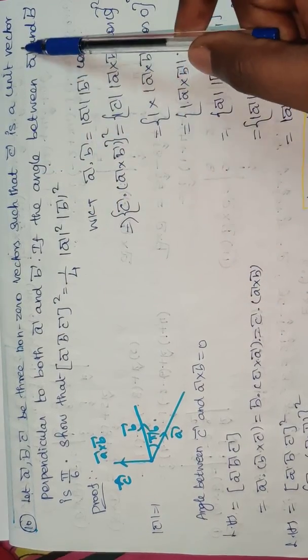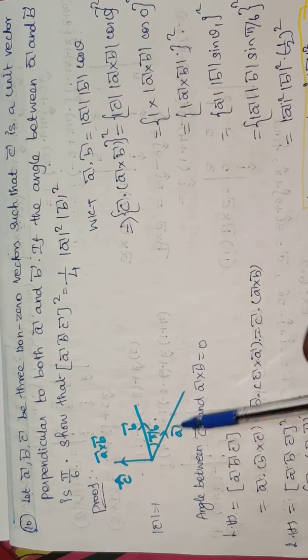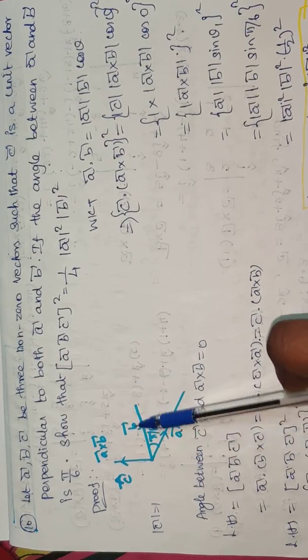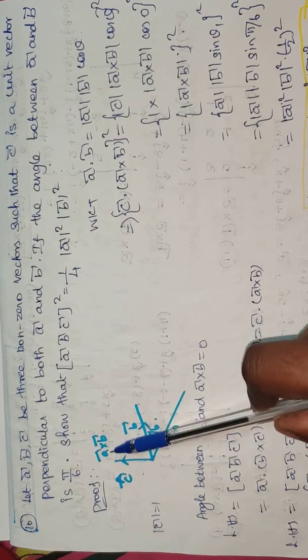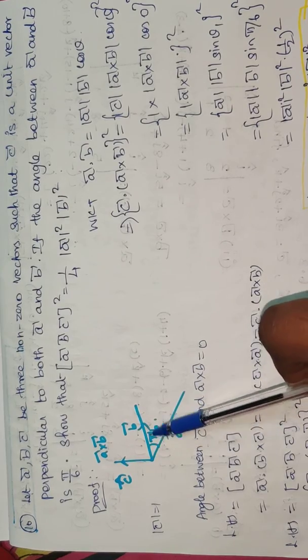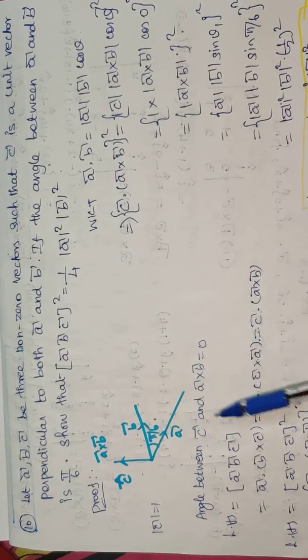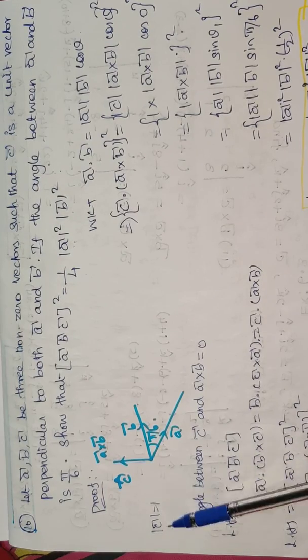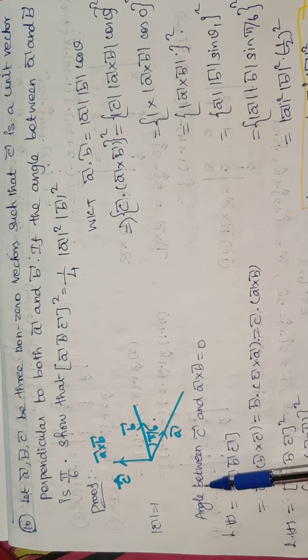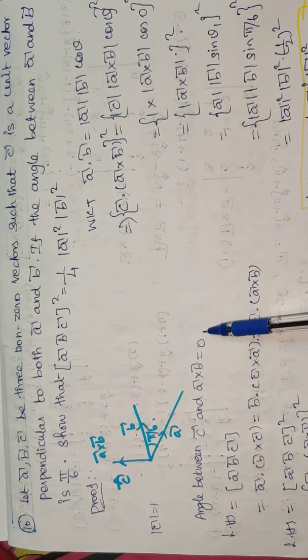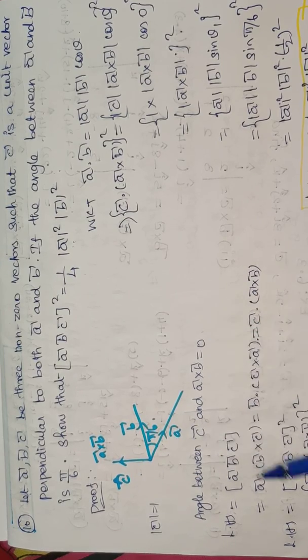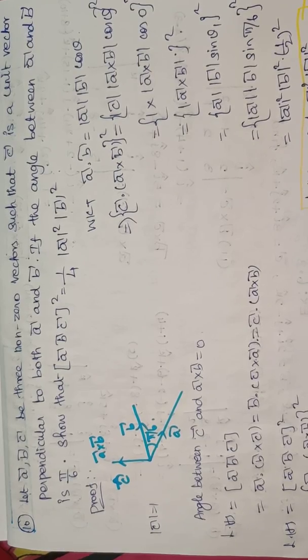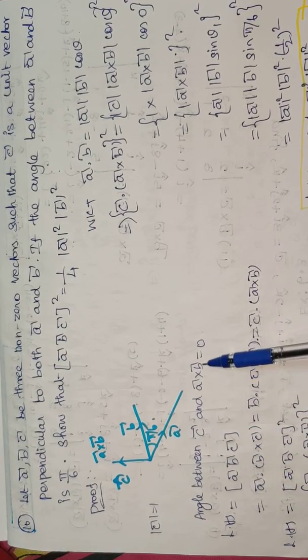Given that C is a unit vector, consider vector A and vector B, two vectors, and these two are perpendicular to the unit vector, so unit vector C. So this is unit vector A cross B. The angle between vector A and vector B is pi by 6. Modulus of C means it is a unit vector, that is equal to 1. The angle between vector C and A cross B is equal to 0, because it is perpendicular. So the angle between vector C and A cross B is equal to 0.